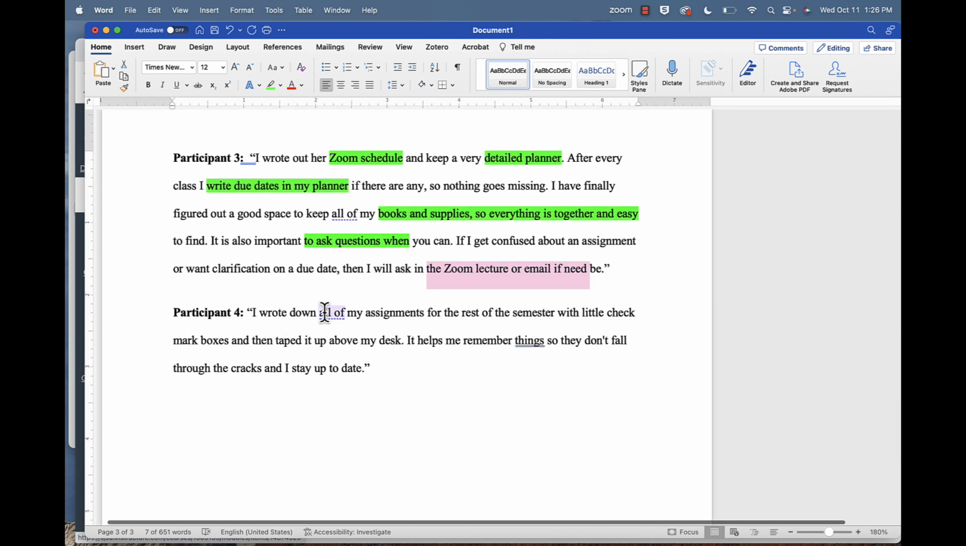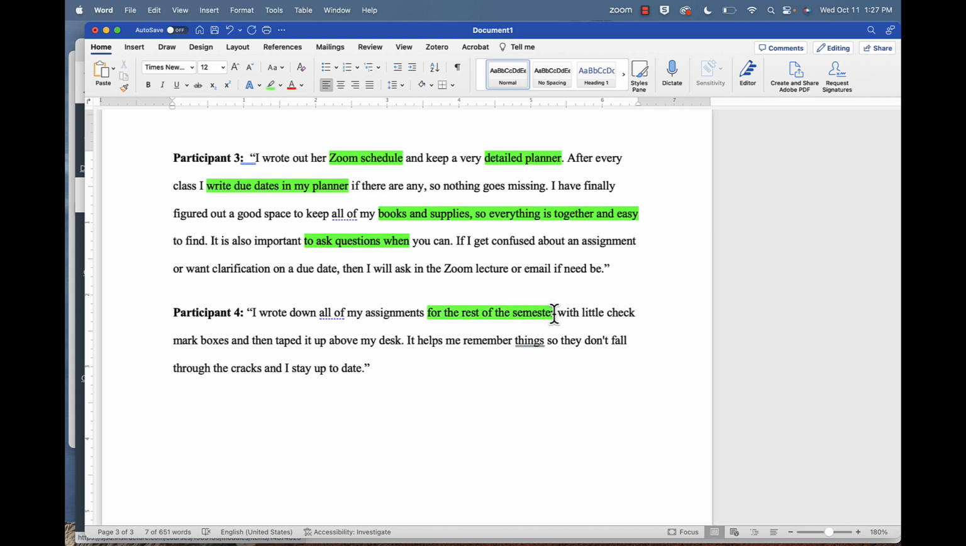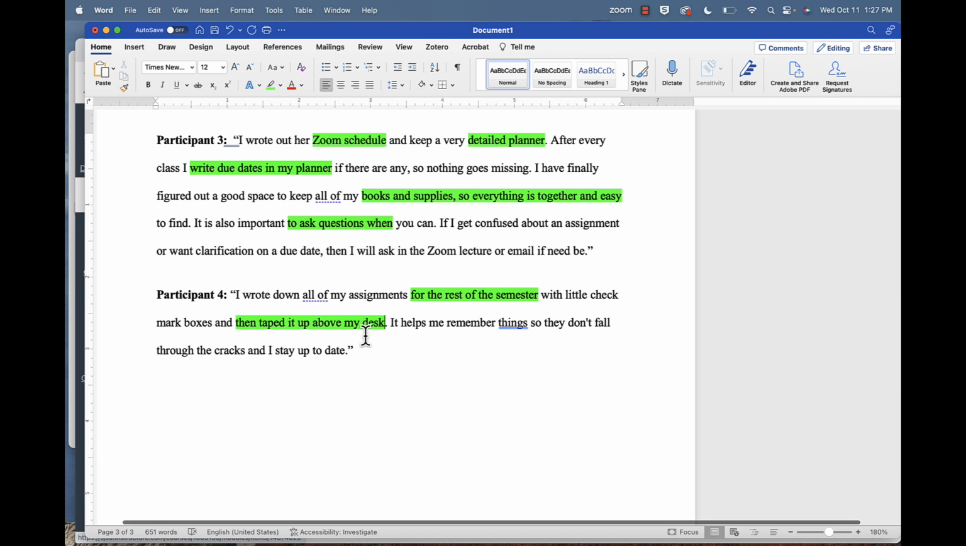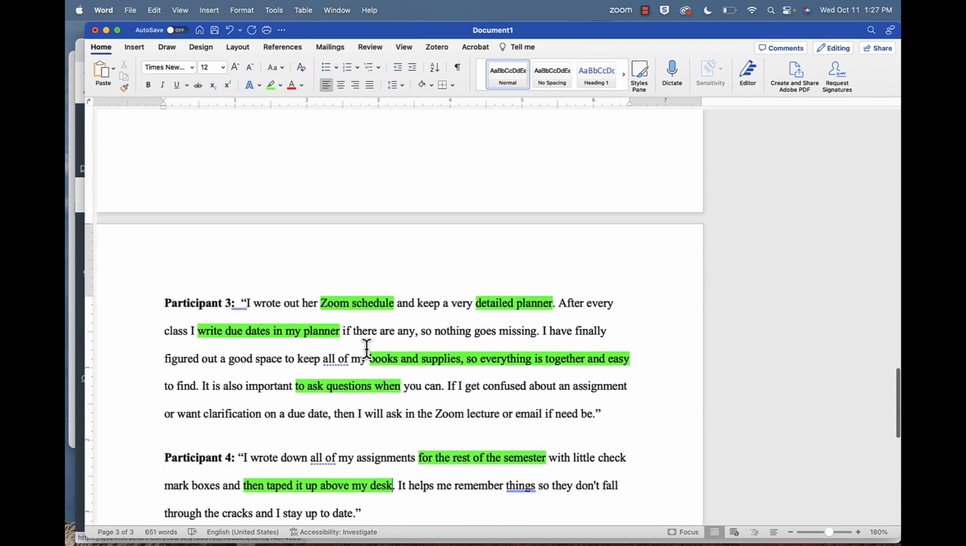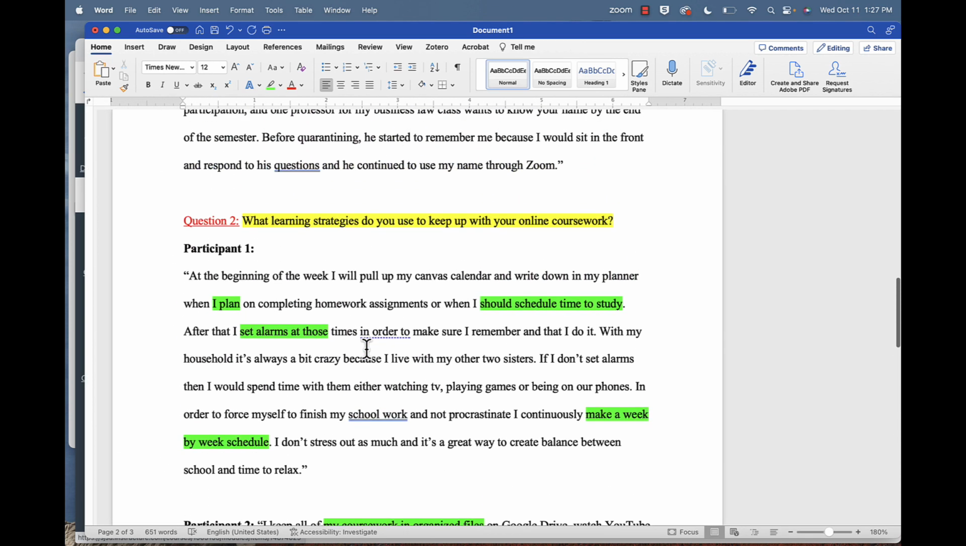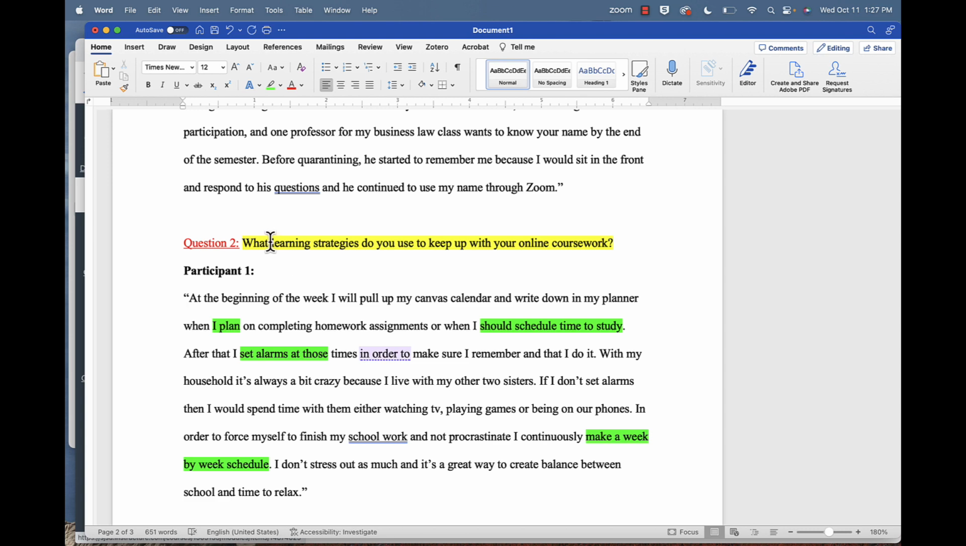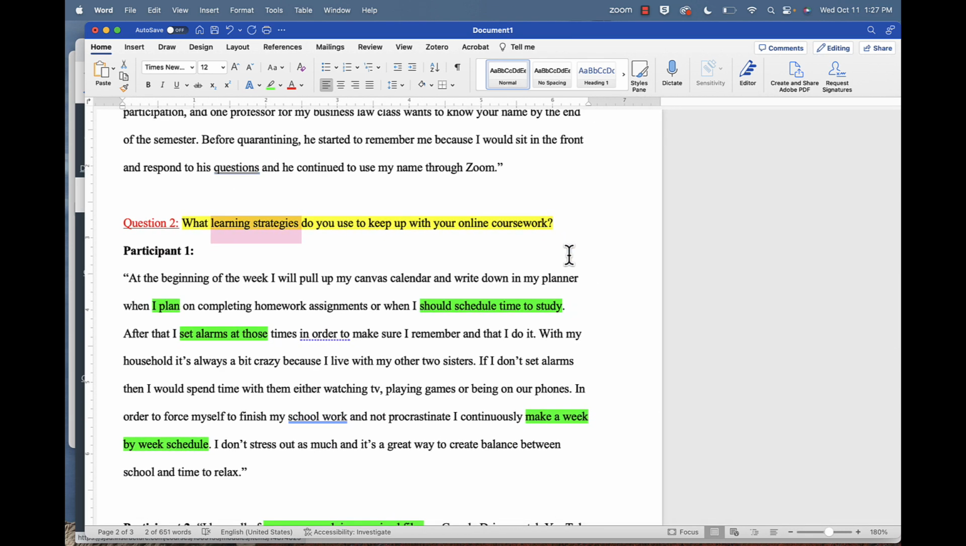I write down all my assignments for the rest of the semester. Wow, awesome. Pre-planning again. And with little check mark boxes and then tape it to my, all right, this is again planning and organizing and staying up to date. It helps me remember things so that they don't fall through the cracks and I stay up to date. These are some really great points that have come up with the learning strategies that students are using to keep up with their coursework. This helps me come up with my next theme.